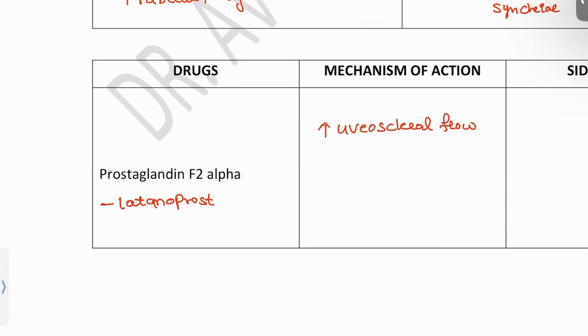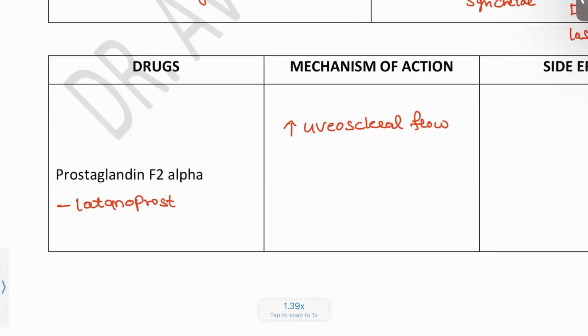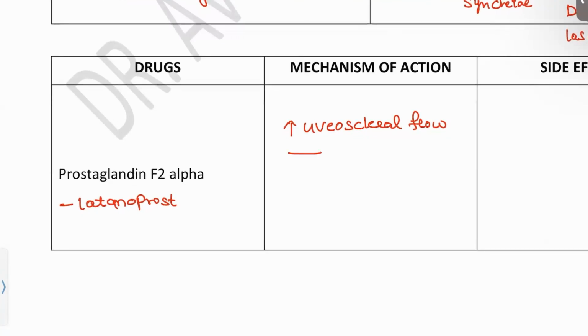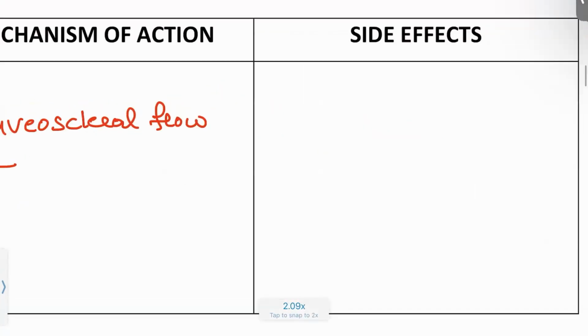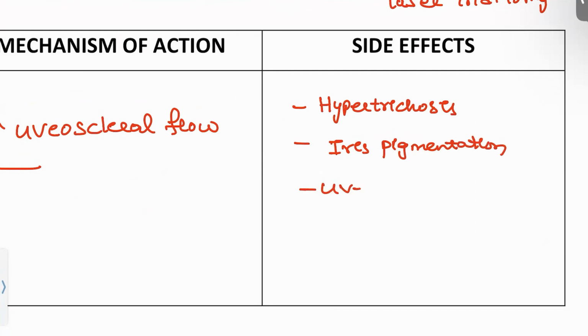We already discussed there are two normal pathways. One is the trabecular pathway and the other one is the uveoscleral pathway. So in open angle glaucoma, the trabecular pathway is blocked. So that way we are going to increase the uveoscleral pathway in this patient. But there are specific side effects presented. One is hypertrichosis in this patient. Another one is iris pigmentation. And uveitis will be seen, and also cystoid macular edema.